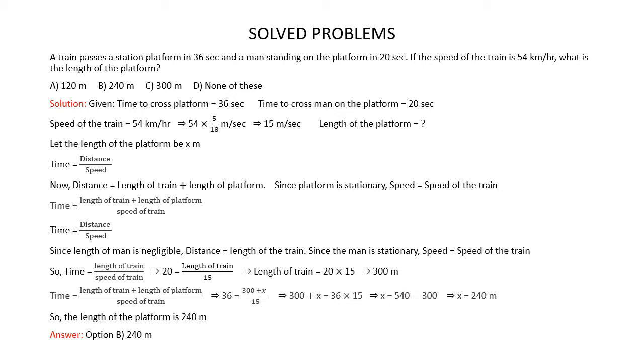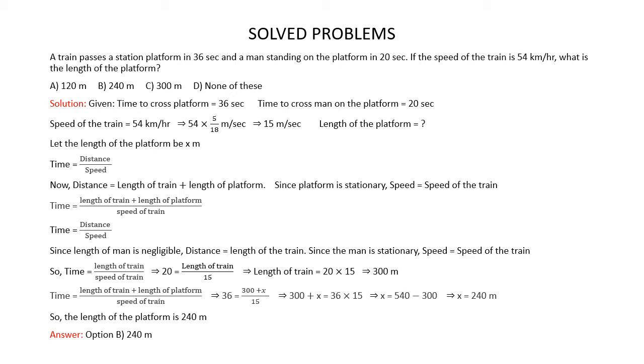Now let the length of the platform be x meters. We know that time is equal to distance divided by speed. Now, since the platform is of considerable length, distance will be equal to length of train plus length of platform. Since the platform is stationary, speed will be the speed of the train. So now we have the formula for time taken by the train to pass a platform is equal to length of train plus length of platform divided by speed of train.